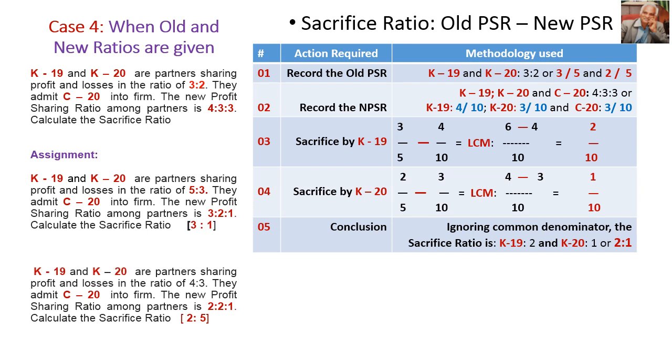Sacrifice by K19, old ratio minus new ratio, 3 by 5 minus 4 by 10. Taking the LCM, it is 2 by 10. Sacrifice by K20, 2 by 5 minus 3 by 10. Taking the LCM, it is 1 by 10. Conclusion is the sacrifice ratio is 2 is to 1 between K19 and K20.